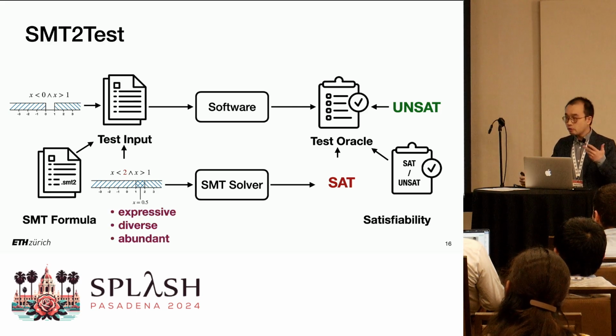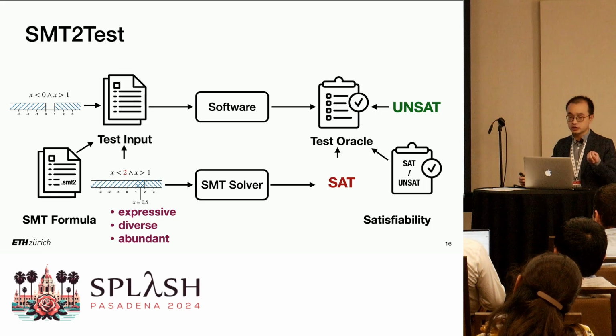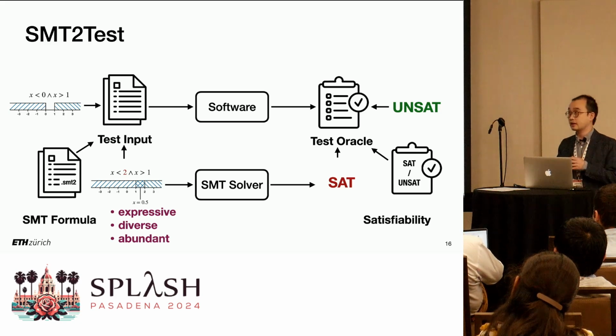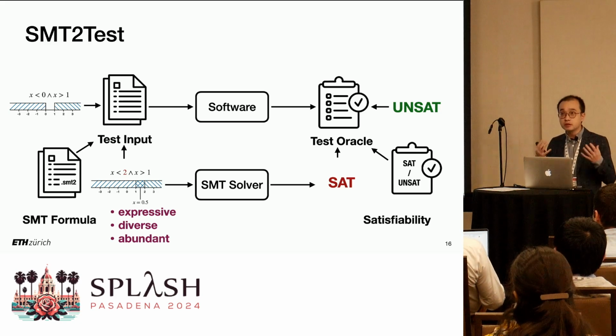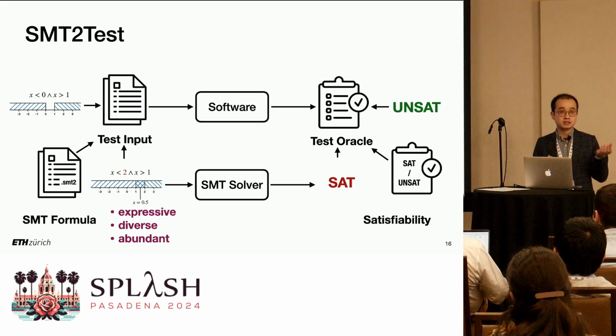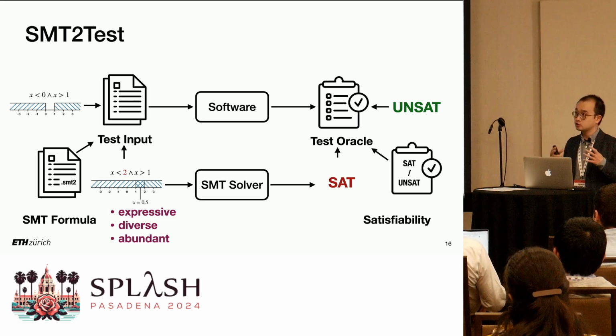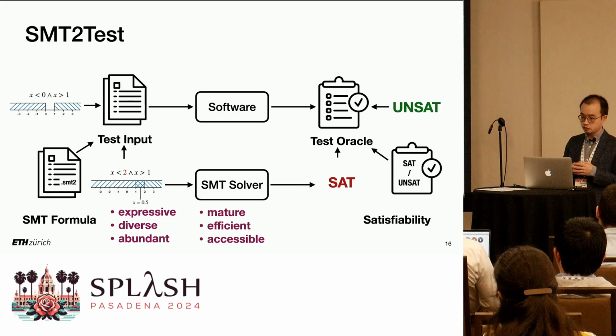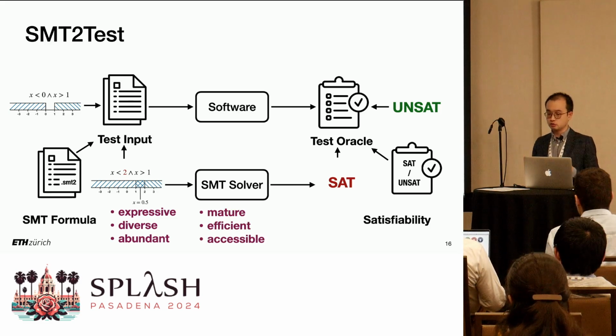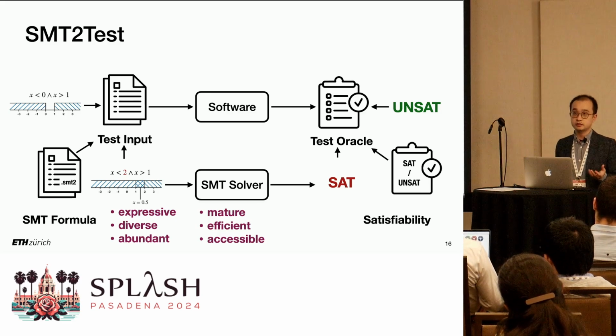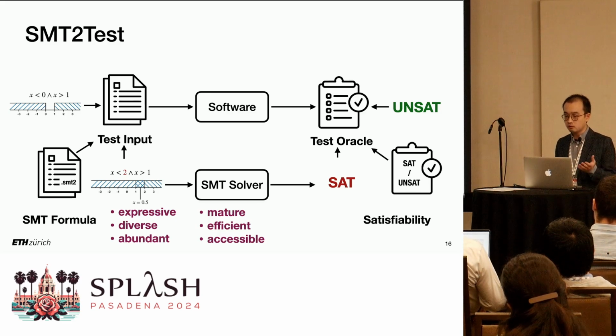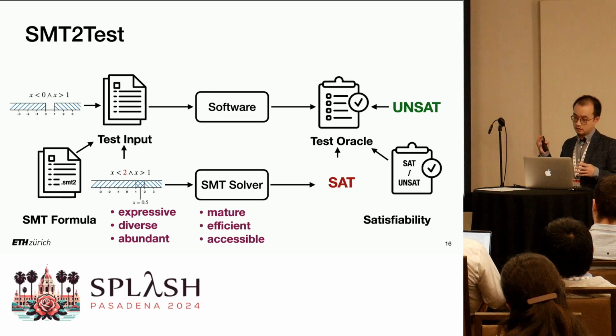So why do we use SMT formulas to transform into test inputs? Because they are very expressive and also diverse. We also have many benchmarks, and we have SMT fuzzers to generate a bunch of SMT formulas that can be transformed into test inputs. We also have very mature SMT solvers that are efficient and accessible, for example Z3 and cvc5. So we can use the off-the-shelf SMT solver to get our test oracle.